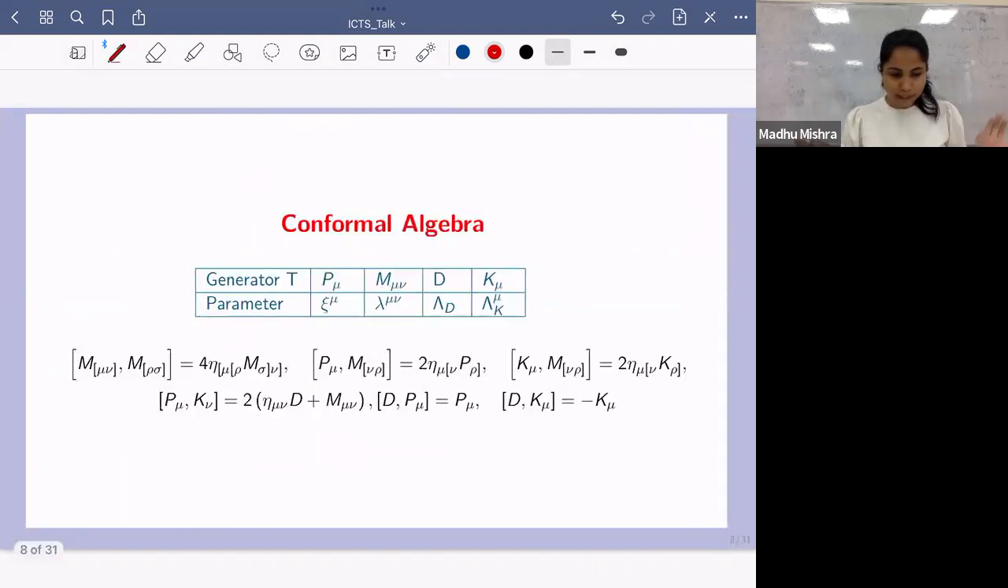Okay, so let's consider a simple example to understand this program. Our aim is to start with the conformal group. We will show that conformal gravity is equivalent to Poincare gravity. Here we have the conformal algebra, and the generators of the conformal algebra are translation, Lorentz transformation, dilatation, and special conformal transformation. And these are the corresponding parameters. And here I have listed out the non-vanishing commutators for this conformal algebra.